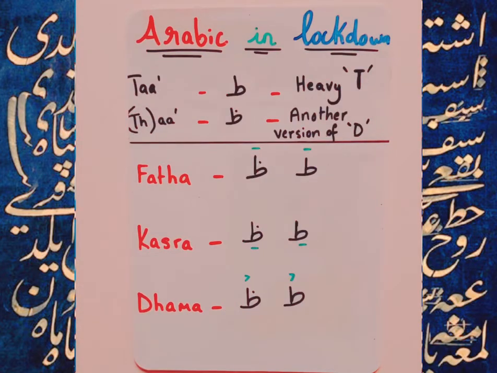Okay, so now we move on to our 2 new letters. We're looking at 4 letters this lesson. We've already looked at Sad and Dad. Now we're going to look at Ta and Za. Let's look at the top part of this little whiteboard. It's a bit confusing when I'm writing a heavy T, another version of the D, but I'll explain it as we go through it.